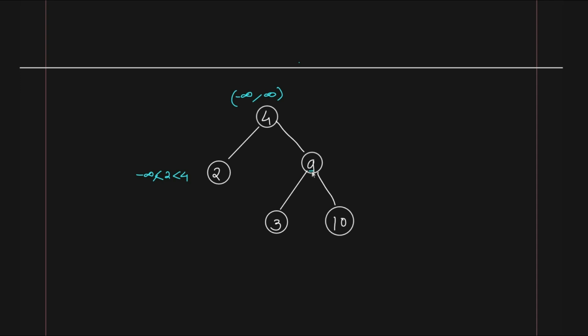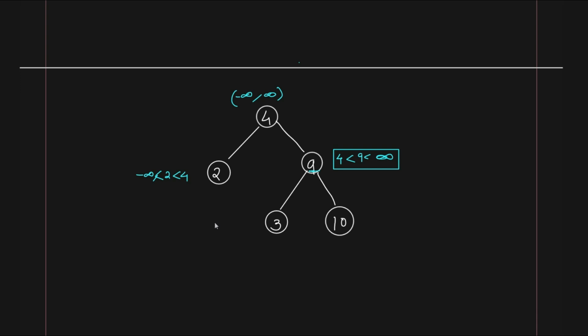So what condition should we validate here? The condition we can validate is that 9 is less than infinity and should be greater than the root node. This condition is fulfilled. What about this 3? So what will be its left boundary? When we are moving left, we don't need to change our left boundary. We will only change our right boundary.